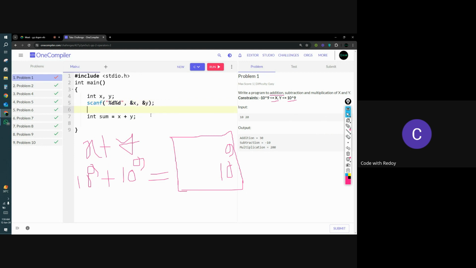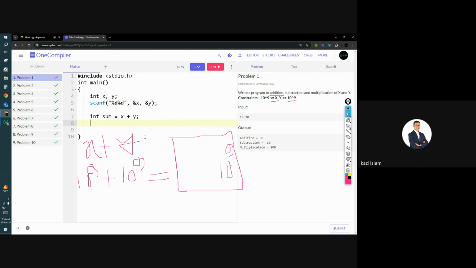No, I do understand. So now integer sum equal x minus y. x plus y for the addition. Yeah, that's x plus y. And for the subtraction, it must be x minus y. Yes. Integer subtraction sub equal to x minus y.